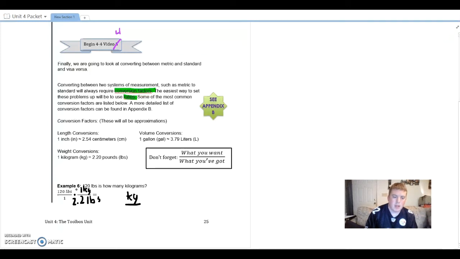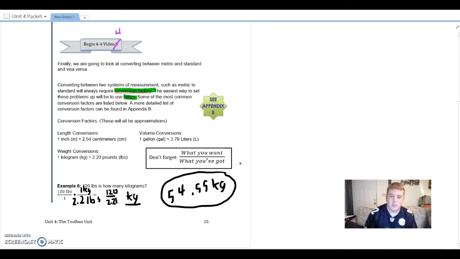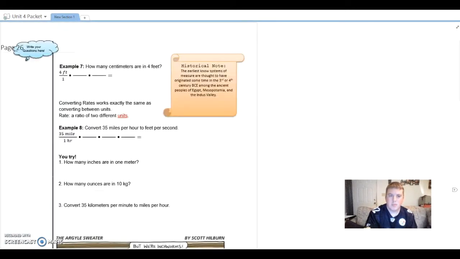And I will multiply across. On the top I'm going to get 120, and on the bottom I'm going to get 2.20. I am then going to divide those out, and I am going to get that there are 54.55 kilograms in 120 pounds. Again, we're going to be rounding to 2 decimal places. Alright, so let's take a look at another example.